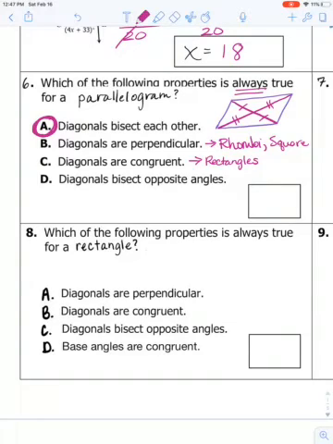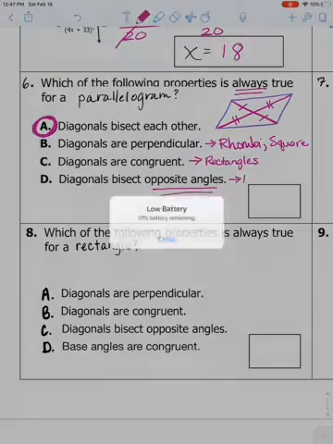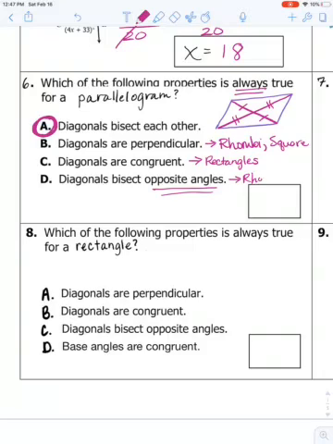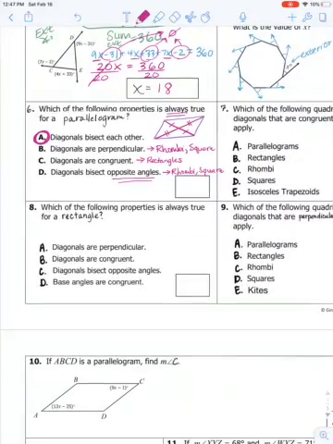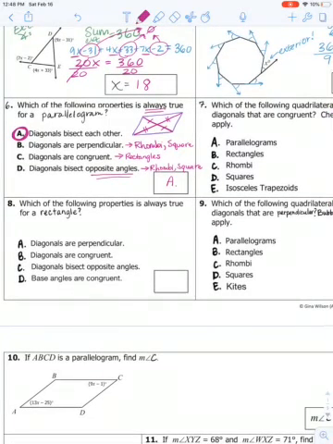Diagonals bisect opposite angles, even though it says bisect here and here. It's talking about opposite angles now. Okay, so that is not true for all parallelograms. That is only true for rhombi and therefore squares, because squares are a type of rhombus. Okay, so my answer for this one is A, the diagonals bisect each other. Got it? Got it. Okay.